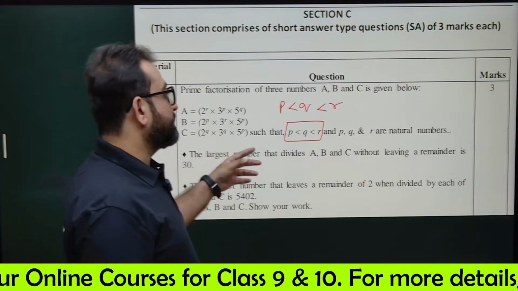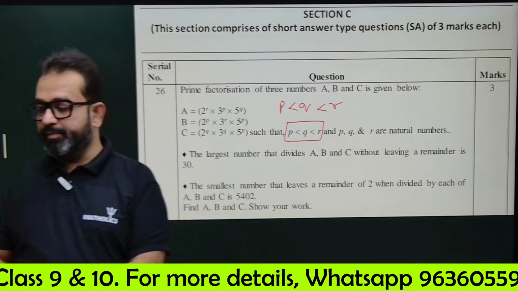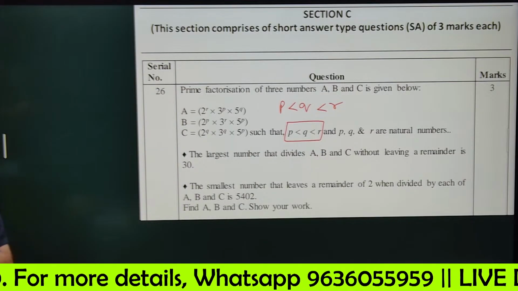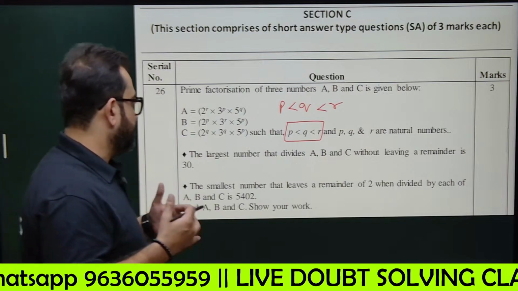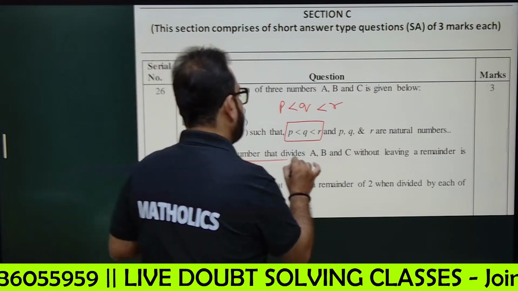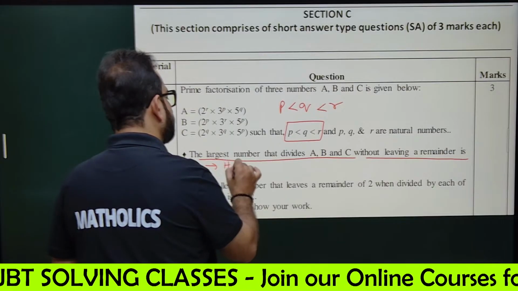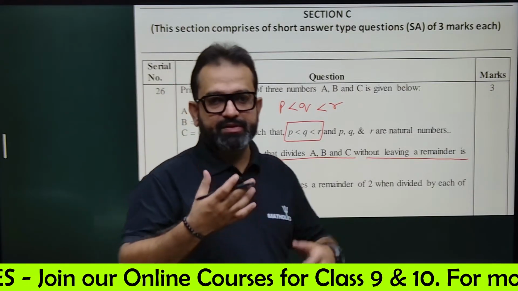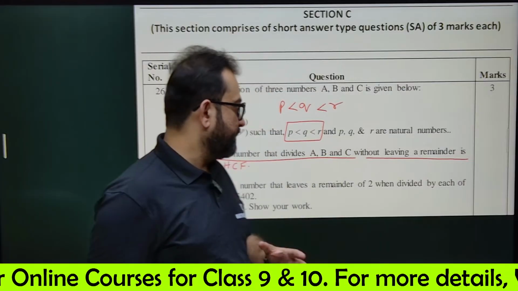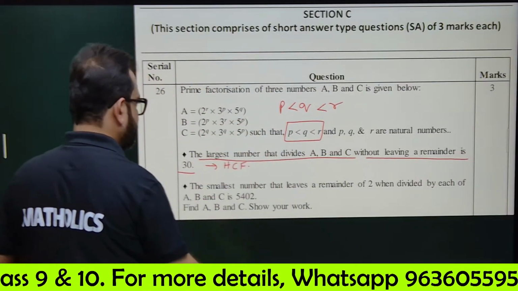The largest number that divides A, B, C without leaving a remainder is 30. What would that mean? The largest number that divides A, B, C without leaving a remainder is 30. That means this is nothing but the HCF. Without leaving a remainder means highest common factor always divides everything completely, remainder is 0. And that is the largest number, so it will be a factor, but the highest common factor.